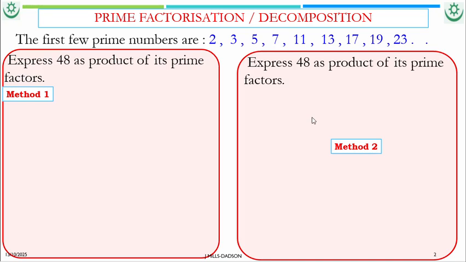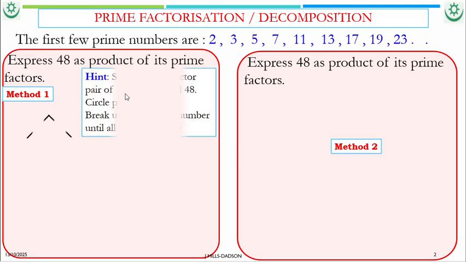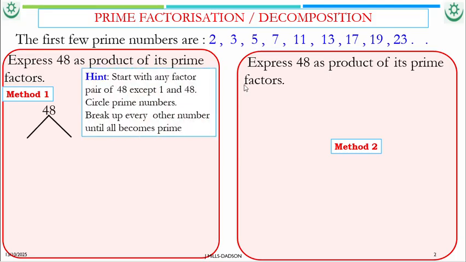So I'm going to show you two different ways of expressing a number as a product of its prime factors. So let's look at 48. How do we get the product of its prime factors? Now in this particular method, you always start with any factor pair of 48 except 1. So you don't necessarily have to get a prime number, any factor pair of 48, and always circle a factor when it's a prime until all the numbers become prime.